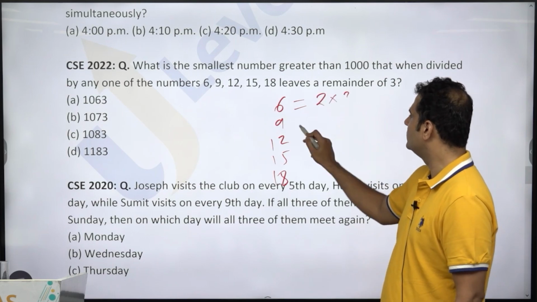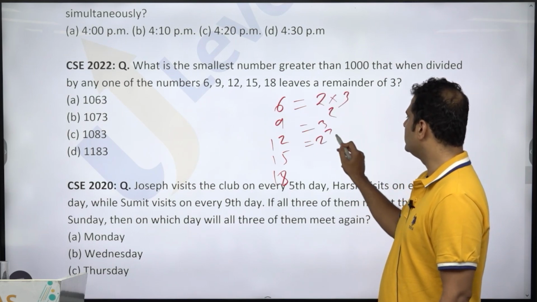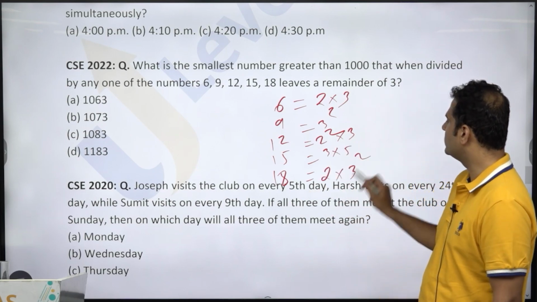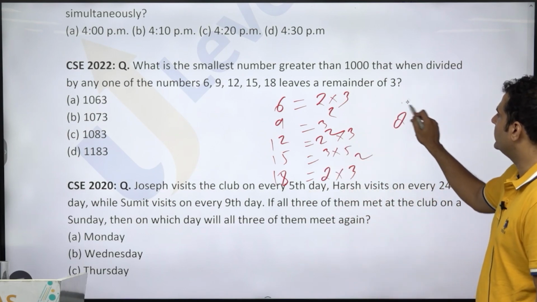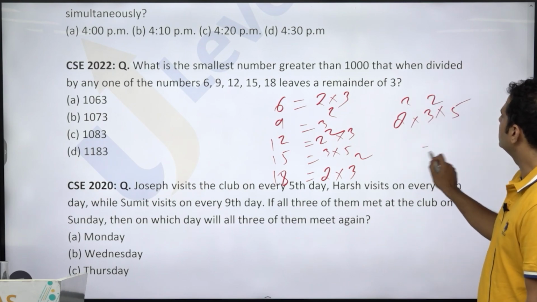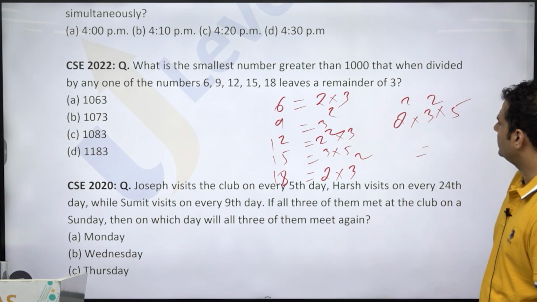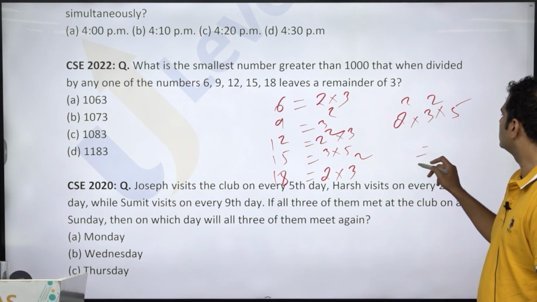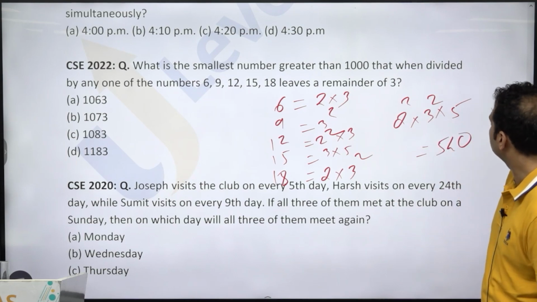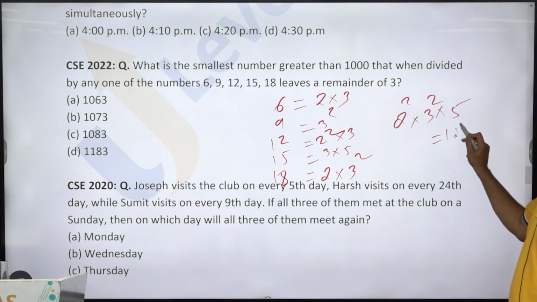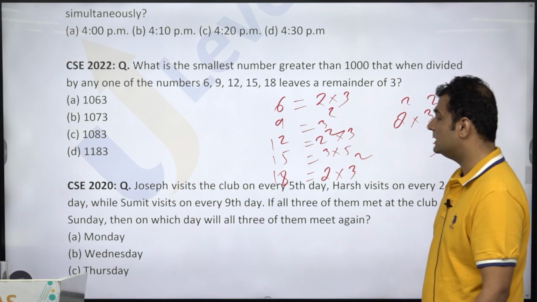This is 2 into 3. This is 3 square. This is 2 square into 3. This is 3 into 5. And this is 2 into 3 square. So the LCM is 2 square into 3 square into 5. Correct? क्या है ये? Correct है ना? Yes. So this is 180. 180 is the LCM.